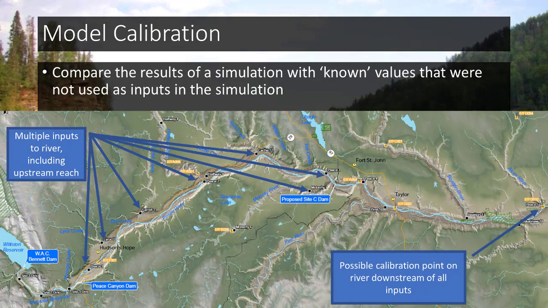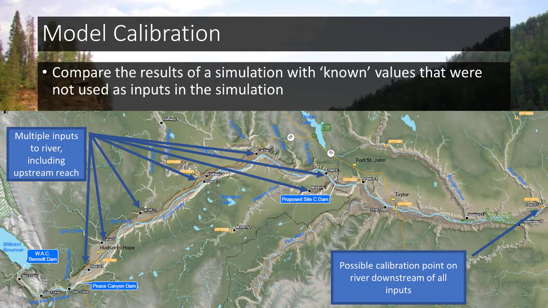So using the Site C model as an example, we've got lots of inputs to the river. These are all sort of our input data. These are going to drive what happens in the river model. And then we want another point where we can calibrate. And depending on what we're calibrating, a different point might make more sense. But I've just chosen this point here for this diagram because it's downstream of all our inputs.